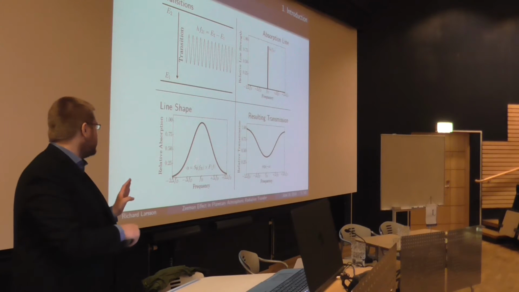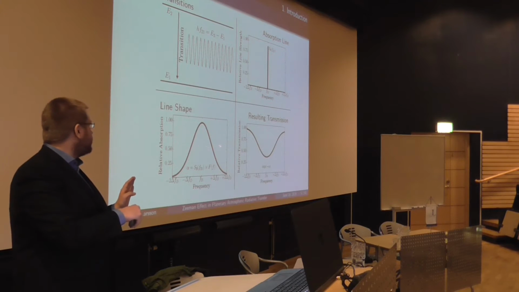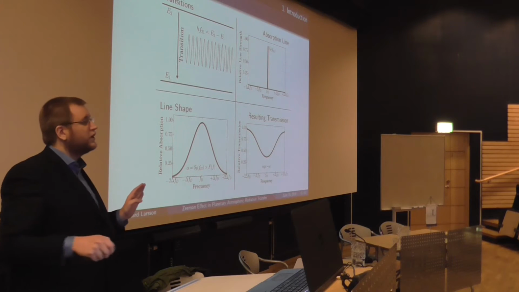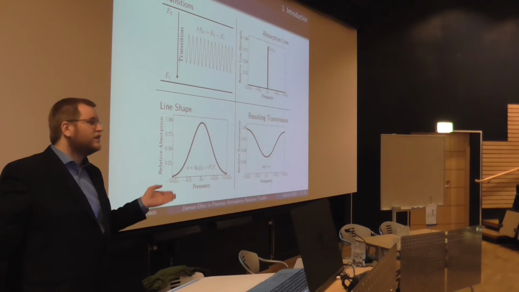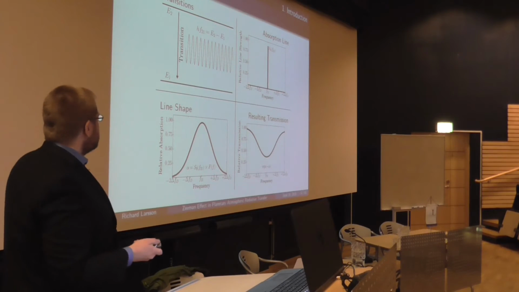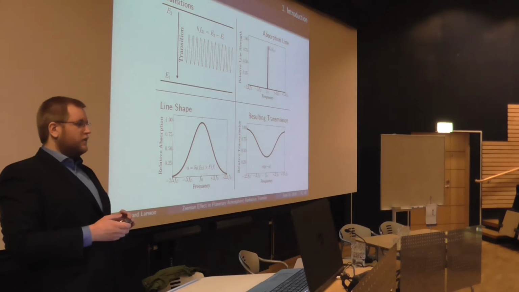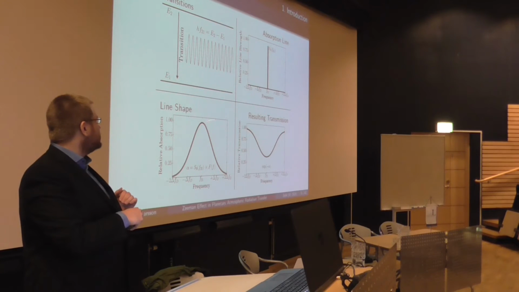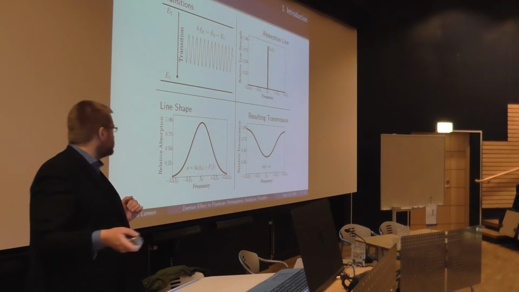From the line, we can say, for instance, that the width of this line shape gives the temperature in a very low pressure condition, or it can even be affected by other things. Now, of course, higher absorption means that less of the radiation gets transferred through the atmosphere, and so on and so forth.